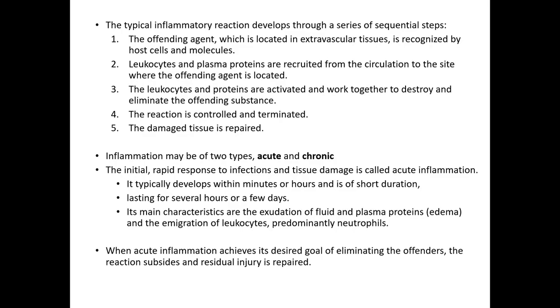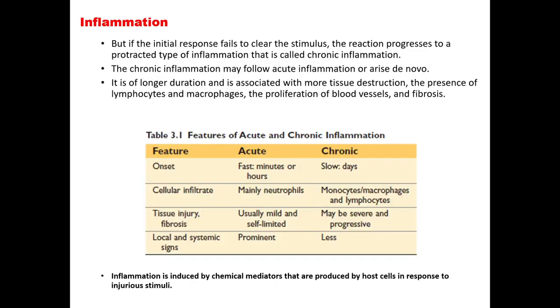When acute inflammation achieves its desired goal, which is eliminating the offender causing it, the reaction subsides and residual injury is repaired. But if the initial response fails to clear the stimulus, the reaction will progress to a protracted type of inflammation that is called chronic inflammation.